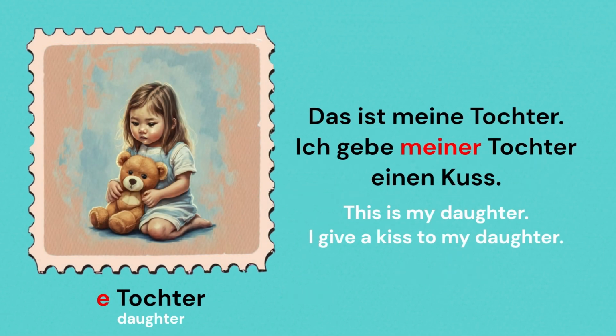Das ist meine Tochter. Ich gebe meiner Tochter einen Kuss. In this case, the article of the indirect object is die, that is, die Tochter, and this will change to meiner Tochter because it's dative. Let's look at the next sentence.